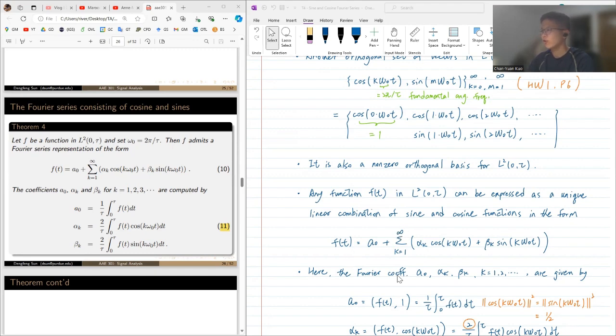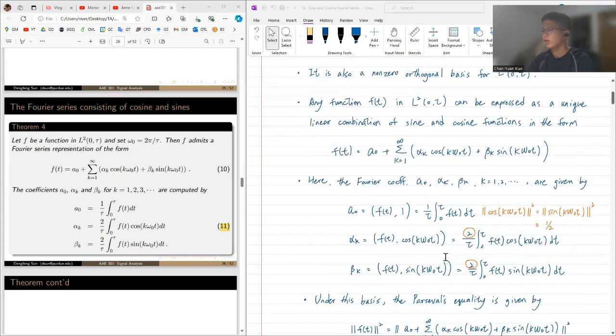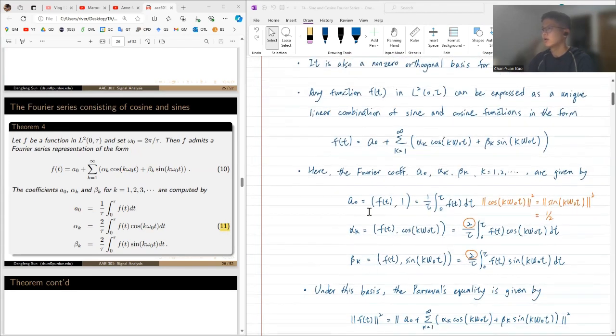And here the Fourier coefficients a naught, alpha k, and beta k, where k is from 1 all the way to infinity, are given by the following three equations. First, a naught is going to be the inner product of f of t and 1, and that's equal to 1 over tau times the integration of f of t from 0 to tau with respect to t. And alpha k will be the inner product of f of t and cosine of k omega naught t, and beta k will be the inner product of f of t and sine of k omega naught t.